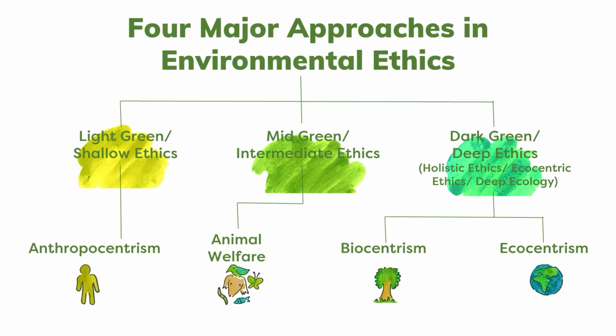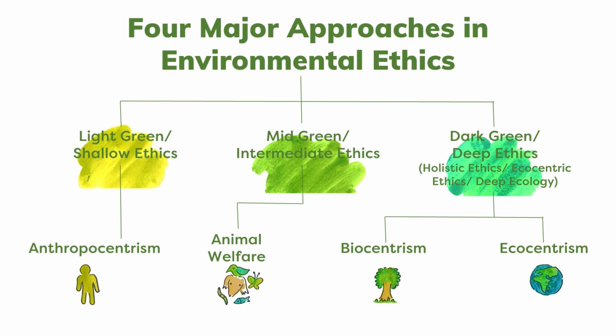This overall breakdown could be understood using the concept of expansionism in environmental ethics, which is easily understood using three concepts as introduced by Arne Naess in his Deep Ecology movement and other environmental ethicists. Environmental ethics could be categorized into three: light green or shallow ethics, mid-green or intermediate ethics, and dark green or deep ecology, or sometimes called holistic ethics or ecocentric ethics.